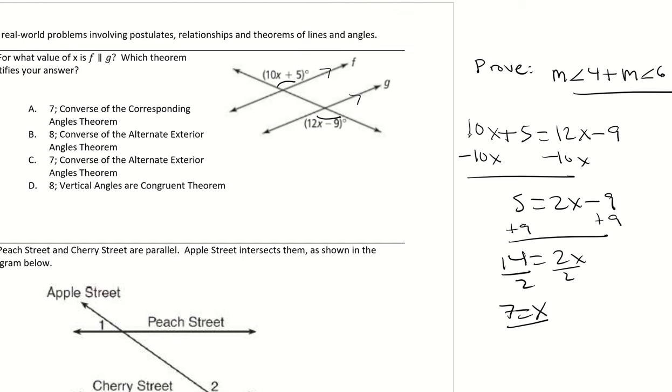All right, and the theorem that we used. So we got two answers, A and C. Which theorem did we use? We used the converse of the alternate exterior angles theorem. Alternate exterior angles, these are exterior and are alternate. And we used a converse because the converse states that if you know that these angles are congruent, which is what we did, then that means that the lines are parallel. That's the theorem.